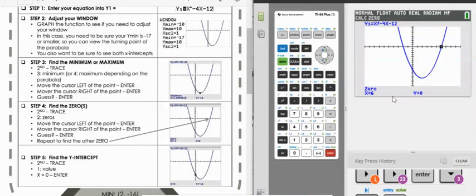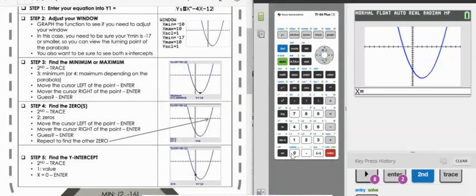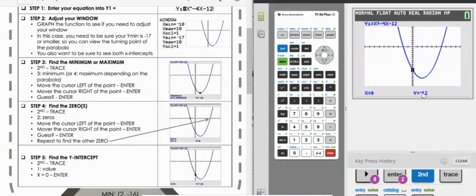Now we'll move on to step 5. This is the final thing that you need to find, your y-intercept. And if you remember, the y-intercept occurs when x is equal to 0. Anytime we know a value for x, we can use the value feature on our calculator. And we will find that by going to second trace. Option number 1 calculates values. I'm going to enter the value x equals 0 and hit enter. It tells me that y is equal to -12. So my y-intercept is located at 0, -12.